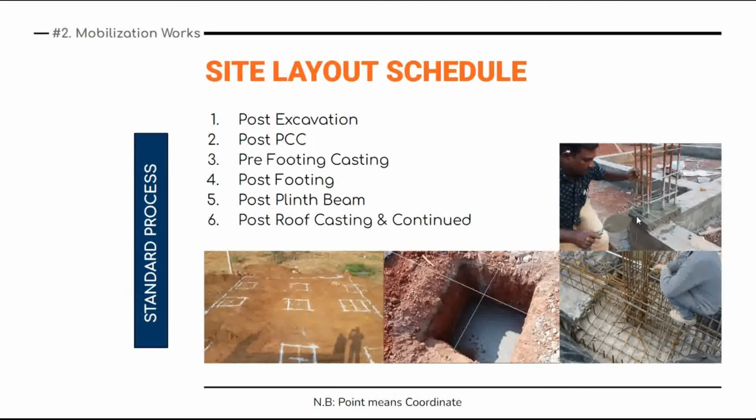In the post roof casting, again you have to do the layout to mark the center positions, not exactly the outer ones. The outer ones will be checked for vertical alignment, but the columns which are in the middle of the building, for those you have to mark again, so that there is no error. If there is one, then you can manage it.